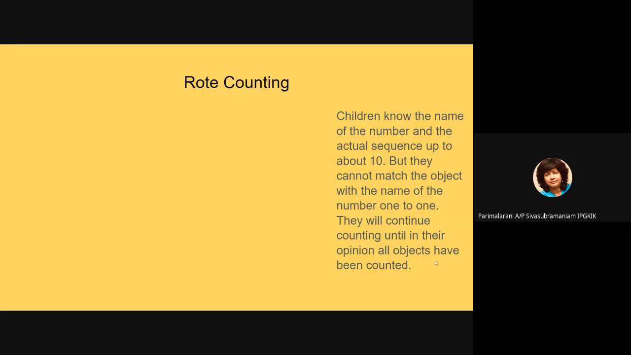And they will continue counting until, in their opinion, all objects have been counted. Sometimes there are only 6 objects. Then you ask them to count, they will count 1, 2, 3, 4, 5, 6, 7, 8, 9, 10, 11, 12, 13. Okay, maybe they think finish, and then they say, okay, finish. 13. Okay, so they are rote counters.